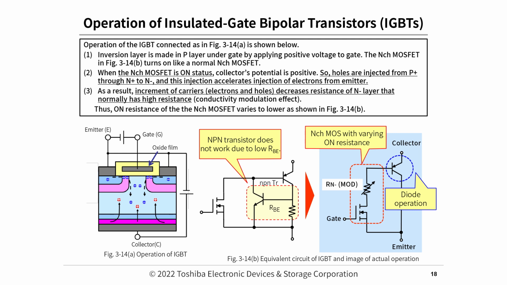So, holes are injected from P+ through N+ to N-, and this injection accelerates injection of electrons from the emitter. 3. As a result, the increment of carriers, electrons and holes, decreases the resistance of the N layer that normally has higher resistance, the conductivity modulation effect. Thus, the on resistance of the N-channel MOSFET varies to lower, as shown in figure 3-14b.